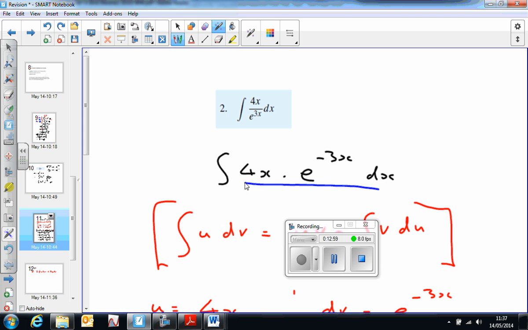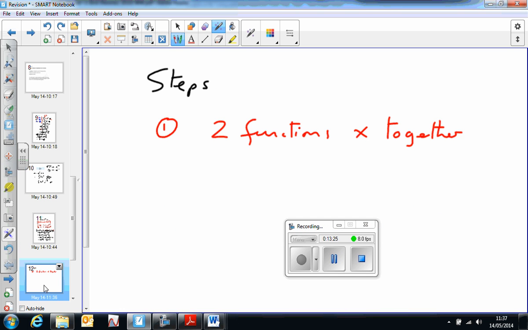So we've got two separate functions, the 4x and the e to the minus 3x, very like when we differentiate using the product rule. In fact, this by parts rule comes from the product rule. So we recognise, first of all, that we need to use this method. We've got two functions multiplied together. So that's step one. What's the next step?